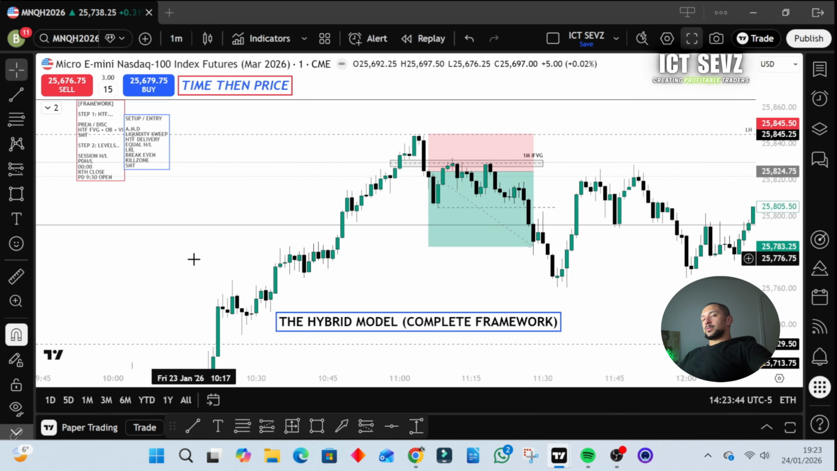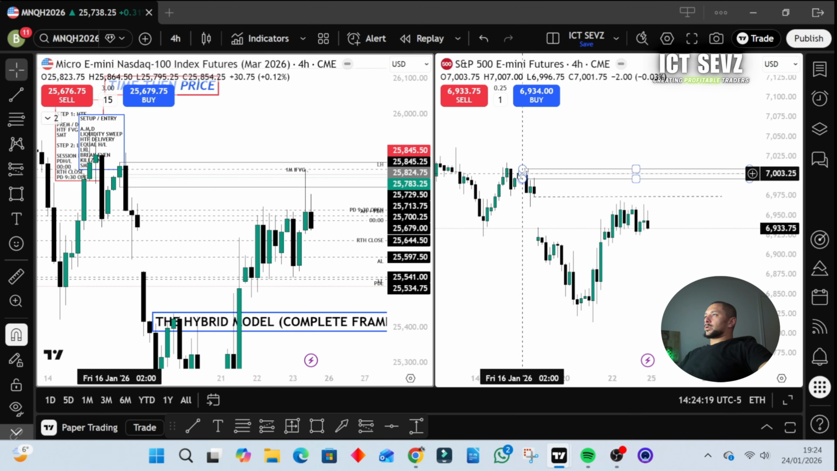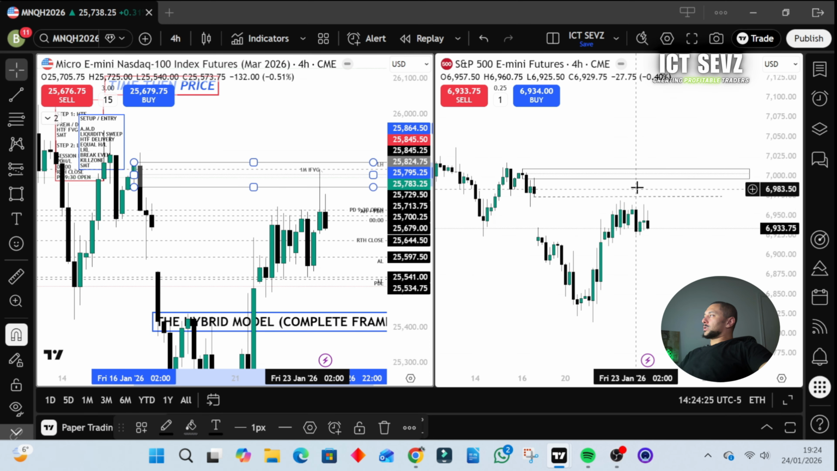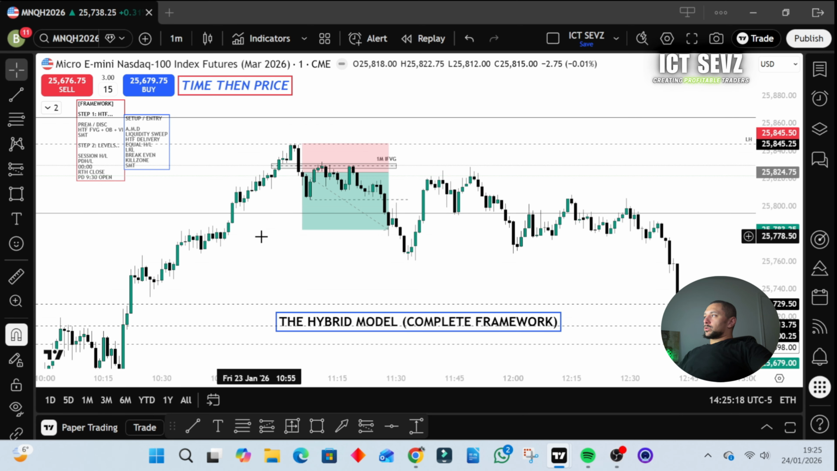SMT, do we have an SMT with ES? Let's have a look. This is that same 4 hour order block on ES. This order block is this order block. ES has reached nowhere near that. So we have a bearish SMT there, an extra confluence. So that's a short that I took on Friday.